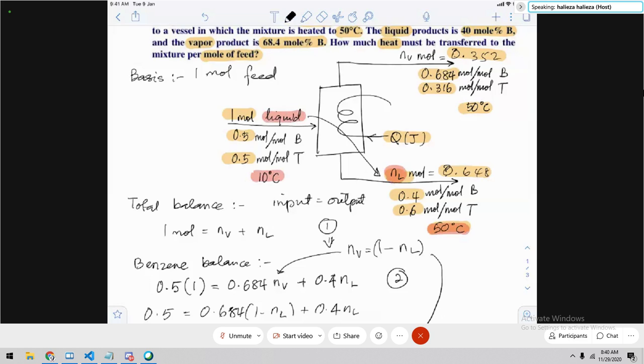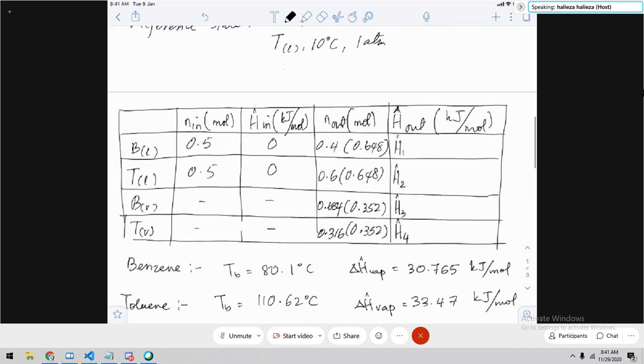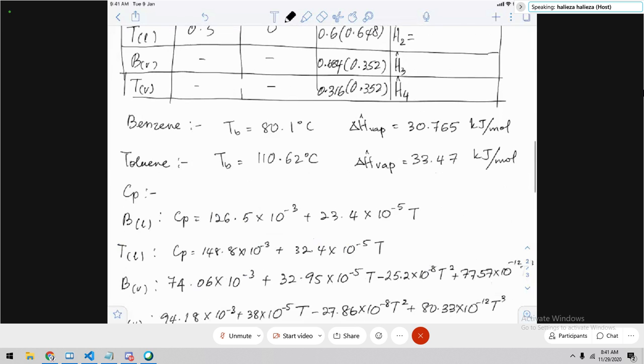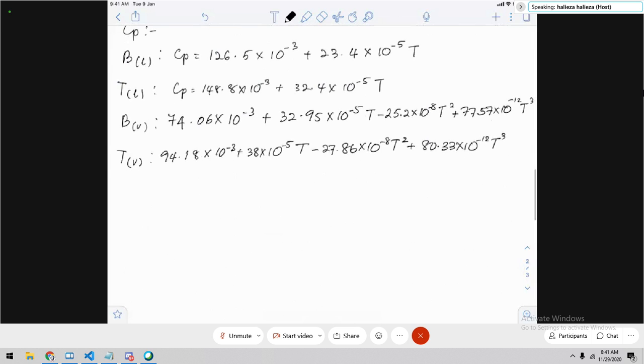No change of phase. So every time we have a change of temperature without any phase change, without any pressure change, it's just the integration. So let's look at which one is involved with liquid. So that is H1 and H2. We need to calculate that. So let's do benzene first. For benzene liquid, we start at 10 degrees C.